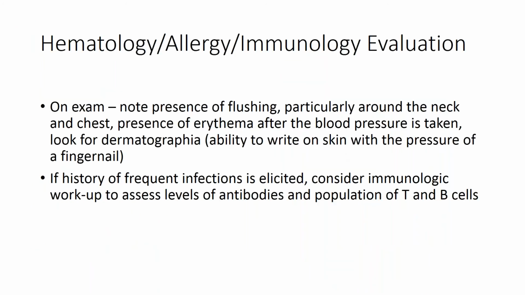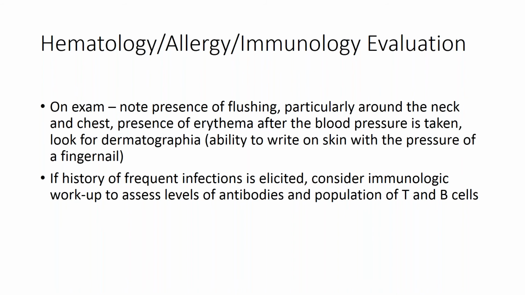So when we're thinking about the evaluation for hematology, allergy, and immunology, we want to note the presence of flushing. Often we see this around the neck and the chest. There may be redness on the skin after the blood pressure is taken. And there's also a phenomenon that we call dermatographia, which is the ability to write on the skin with the pressure of a fingernail. So a line will be left behind after you drag a fingernail across the skin.